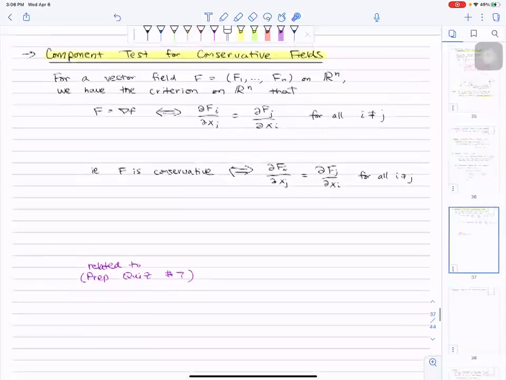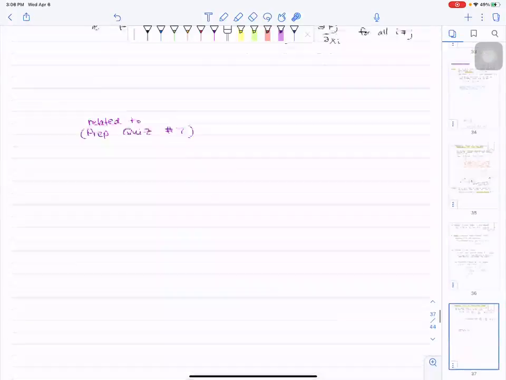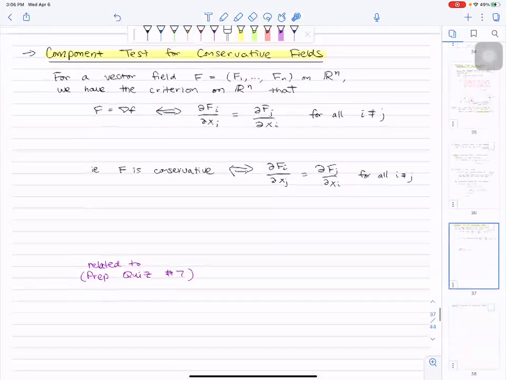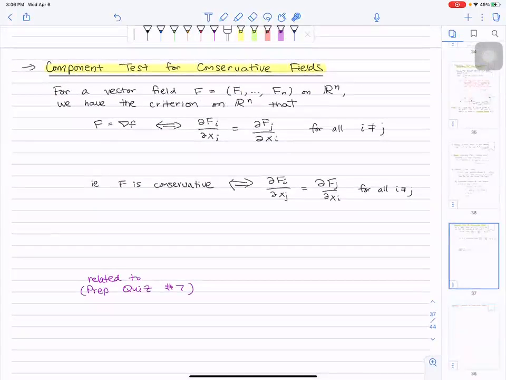Okay, so let me go over this component test. In order to make sure that it is a conservative field, meaning that your function is the gradient, or meaning in order to use our theorem, we have to use this component test. The component test says that we check that all of these partials are equal for all i not equal to j. So what does that mean?